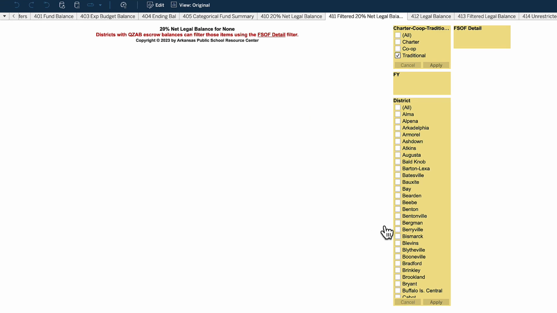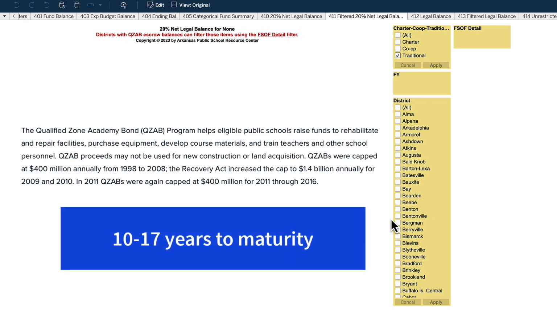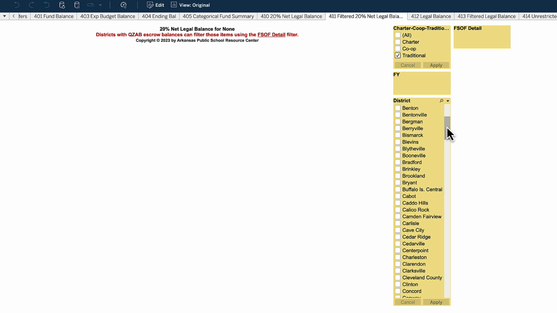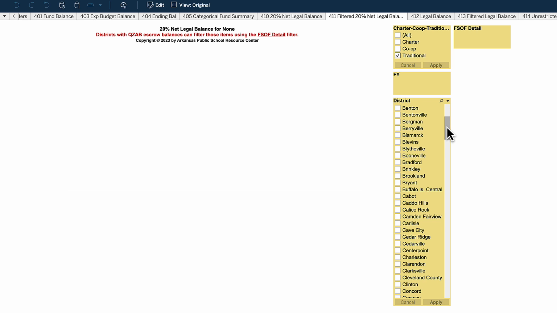Not a lot of districts still have an active QZAB bond, or they're still paying on it. Most of them have reached payoff date. Those that are still active are nearing that payoff date. This is a federal program where the federal government pays the interest of the bond. They can do this with a tax credit or via reimbursement to the district. It basically just allows the district to get a bond to borrow money and pay the principal only.